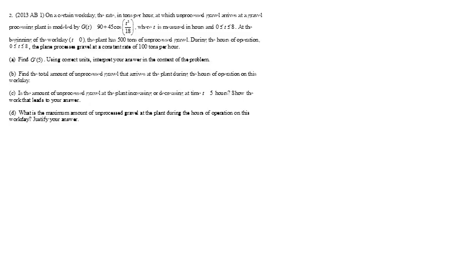Okay, now that hopefully we have all of that plugged in, plugging in that g of t function, we can start this problem. So it says on a certain workday, the rate, so please again make sure that you understand they are giving you a rate at which unprocessed gravel arrives at a gravel processing plant. So this is like your in rate, if you want to think about it like that, is modeled by g of t. At the beginning of the workday, the plant has 500 tons of unprocessed gravel. We're going to use that information at some point.